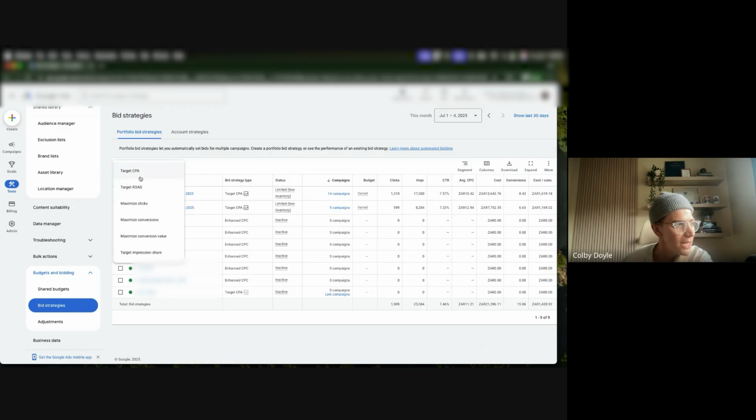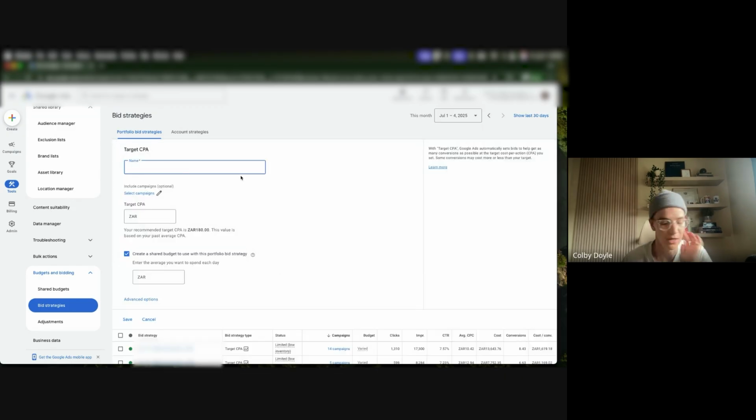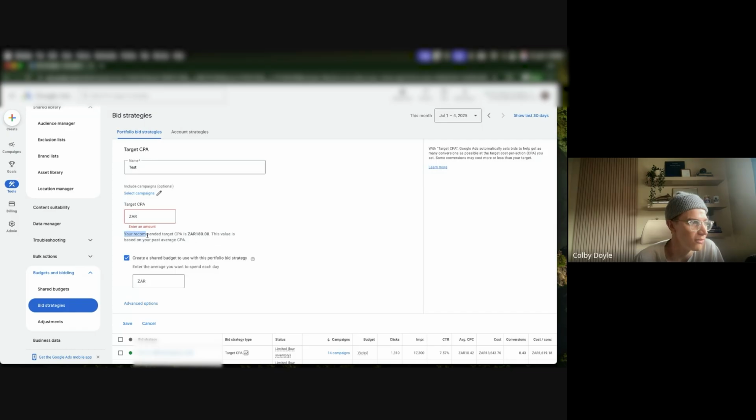So let's say in my instance, I'm doing target CPA. We could just call this test. Right here, this is going off of a recommended target CPA. It says recommended is whatever. Sometimes this lacks context, though. This is just giving me a campaign total CPA. I might have like 5 or 6 different conversion actions in here, so this might not always be relevant.